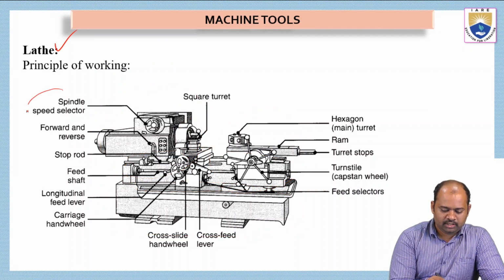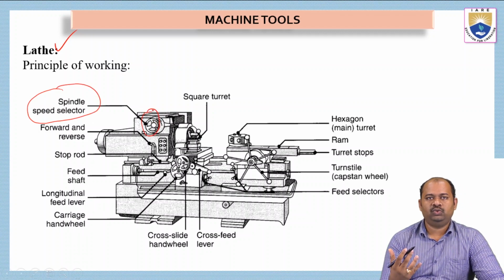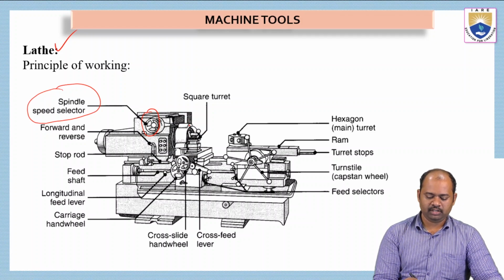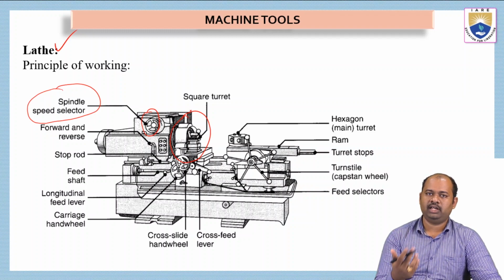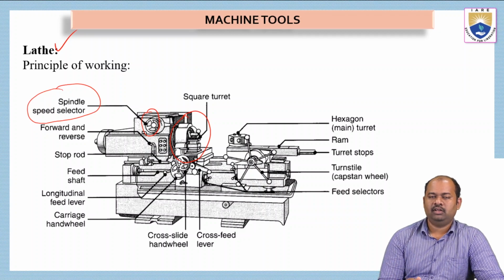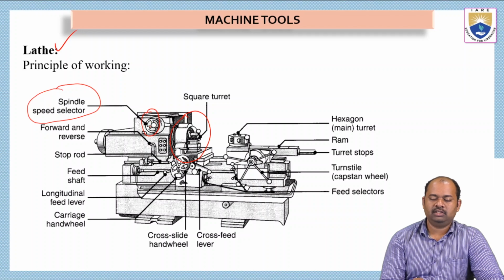The first one is the spindle speed selector. This device can be used to control spindle speed. What is a spindle? The spindle is the device which is rotating here, which can be rotated clockwise or anti-clockwise depending on the size or the application. We can control the speed of this spindle by operating this wheel.